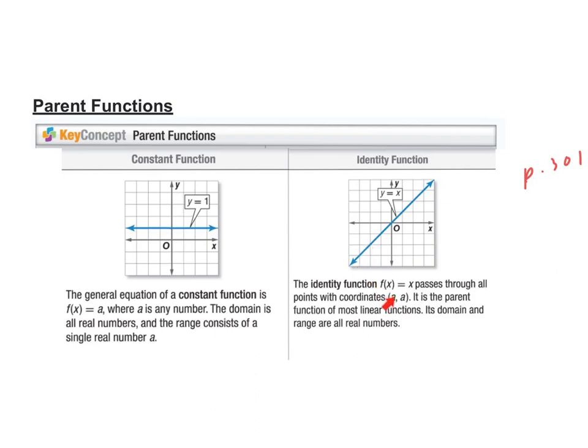So all my points, so here are the points. They write them as (a, a), but for example, my points would be (1, 1), (2, 2), (3, 3), (4, 4), (-4, -4), (-8, -8). They're just the same. Same thing, domain and range are both all real numbers. Questions on either of those?